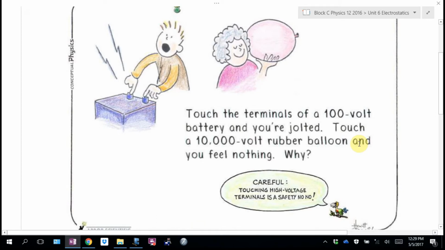Last day, I talked about voltage, and I have to be honest, voltage is an incredibly tricky concept to figure out. So here is the question. If you touch the terminals of a 100-volt battery, or even a 12-volt car battery, you're going to get a good shock. However, if you touch a 10,000-volt rubber balloon, you don't get a shock at all.